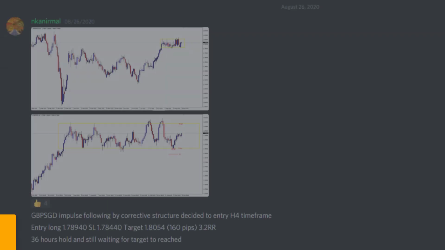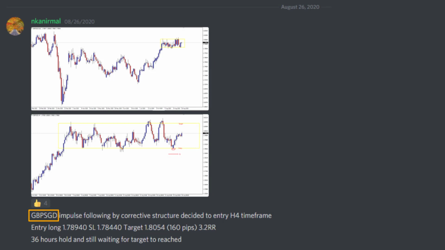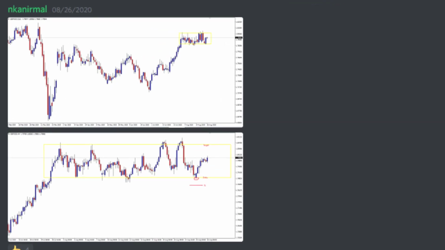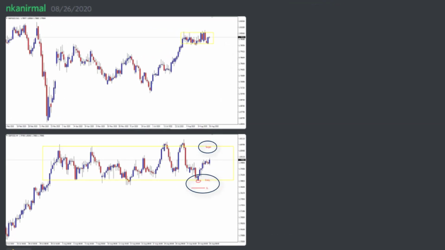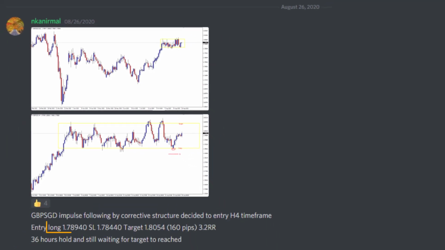The pair that traded here was the pound versus the Singapore dollar. On the screen you can see the two charts with the entry, the stop loss, and the target marked. They went long at 1.78940 and had the stop loss at 1.78440. And the target was at 1.8054, so 160 pips return on this trade, or 3.2R.